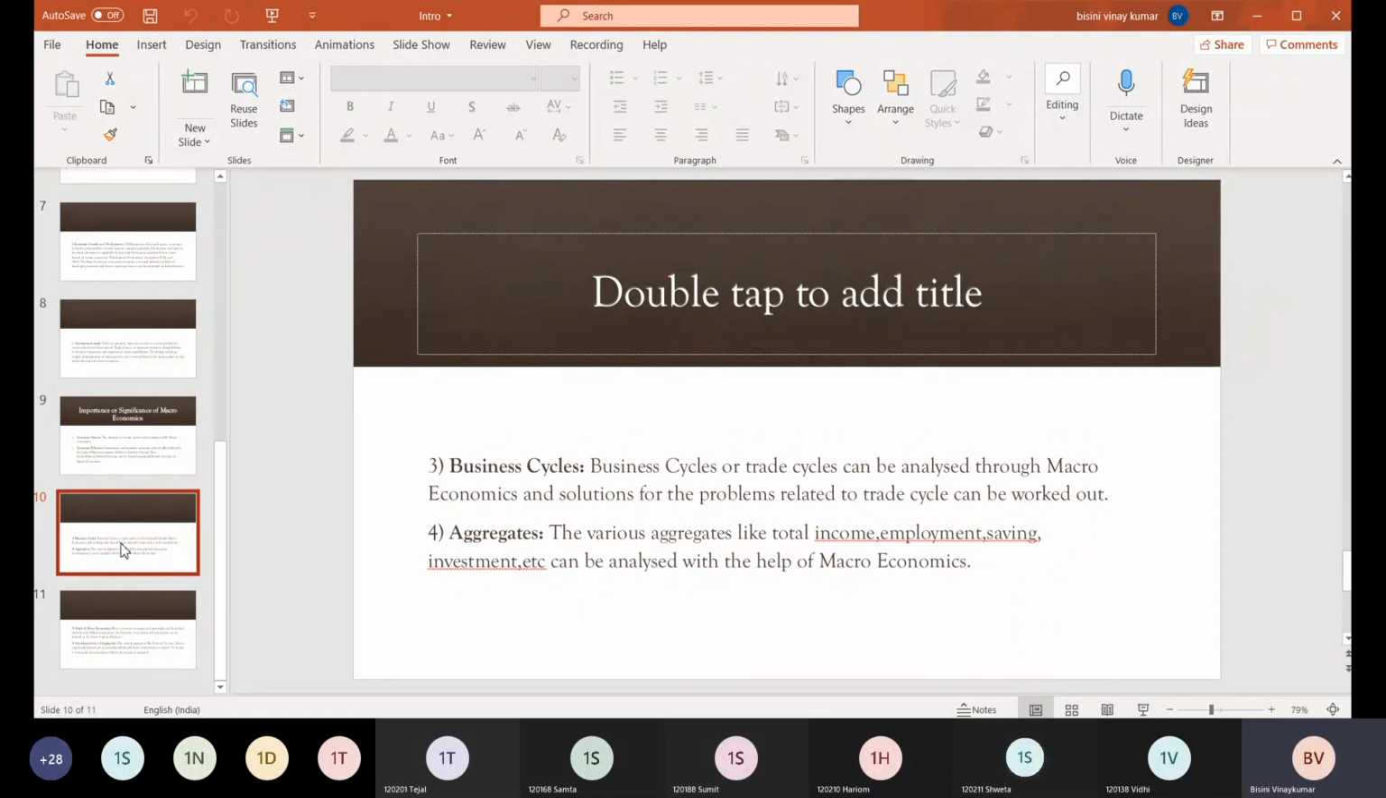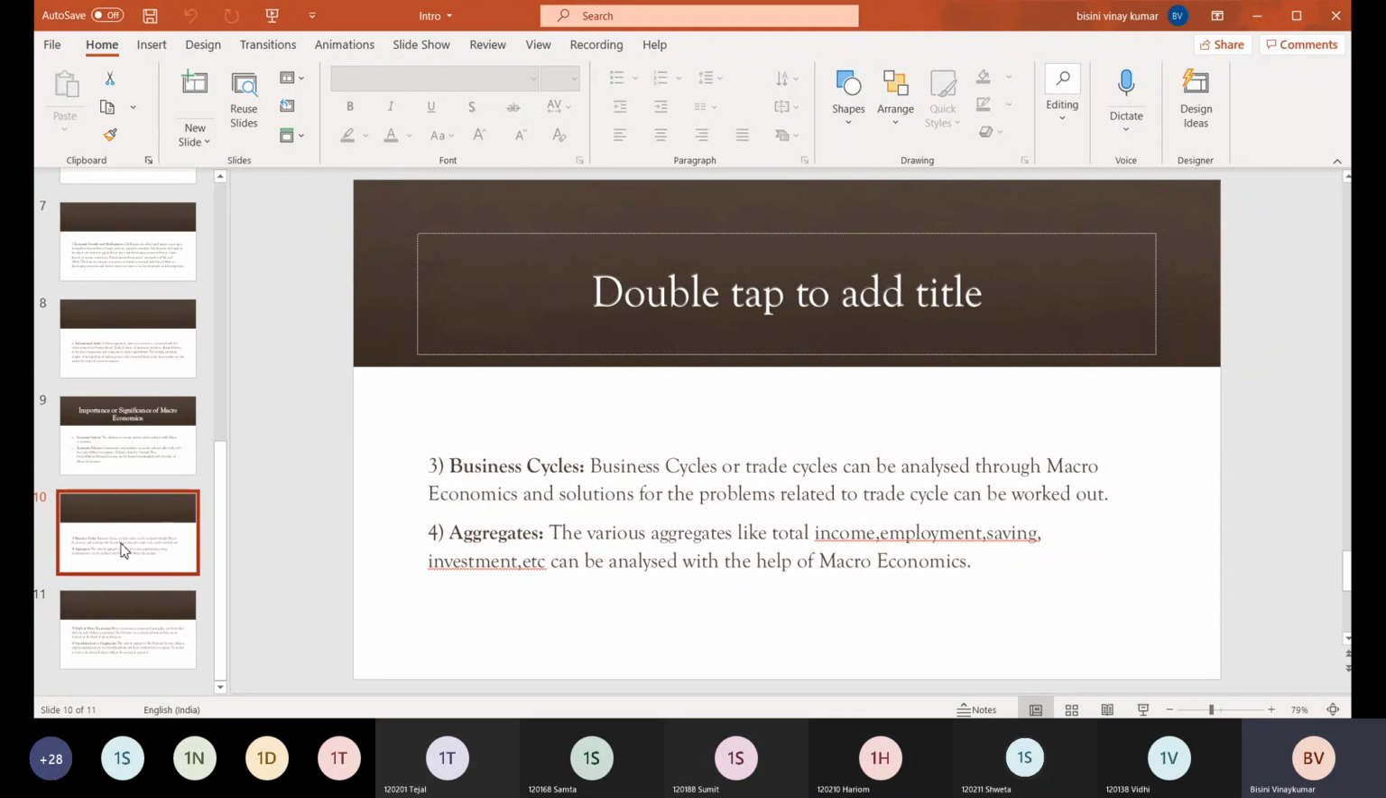Business cycle. Business cycle is nothing but the trade cycle. Business cycle or trade cycle can be analyzed through macroeconomics, and solutions for the problems related to trade cycle can be worked out. There are certain economic fluctuations that you can see, certain ups and downs in the economy that can be worked out with the help of macroeconomic activities.